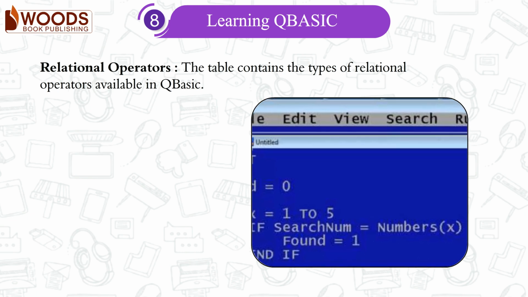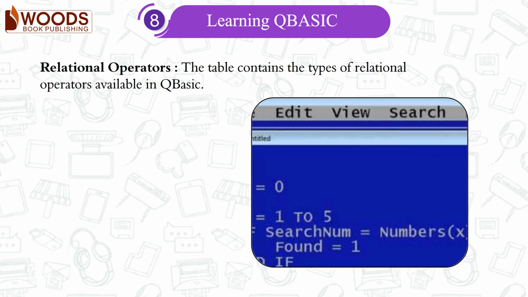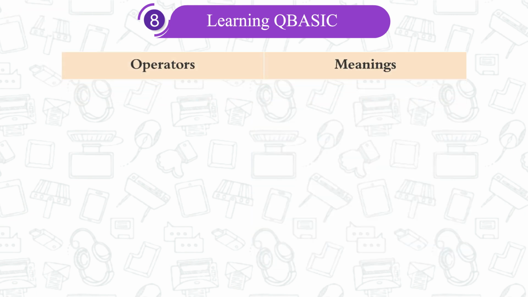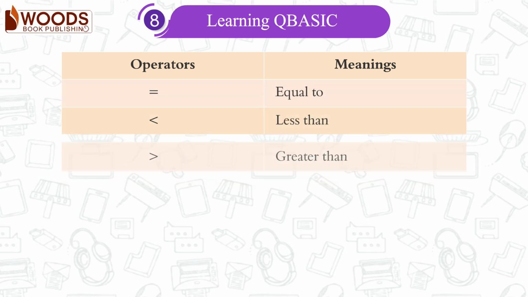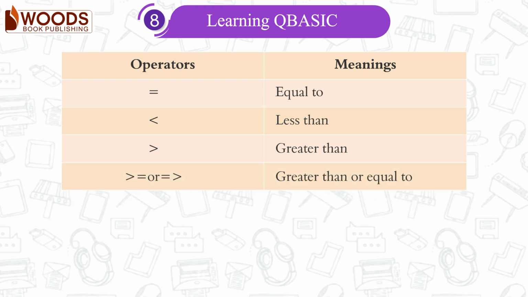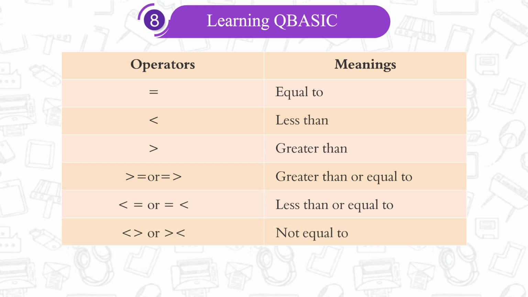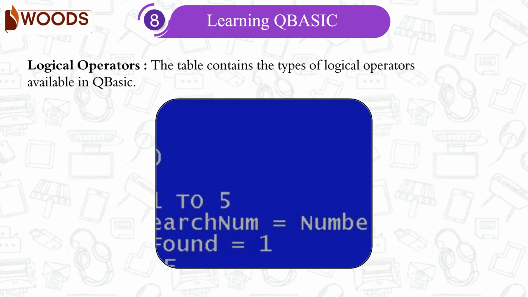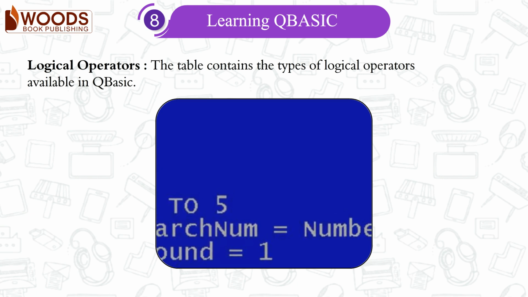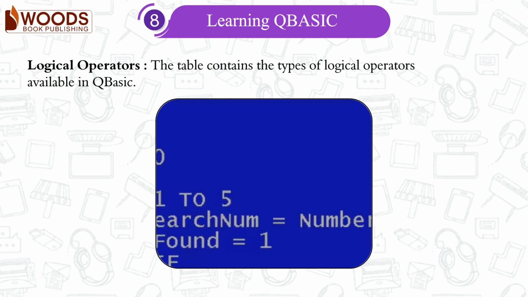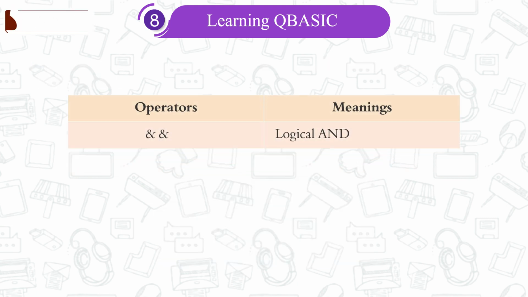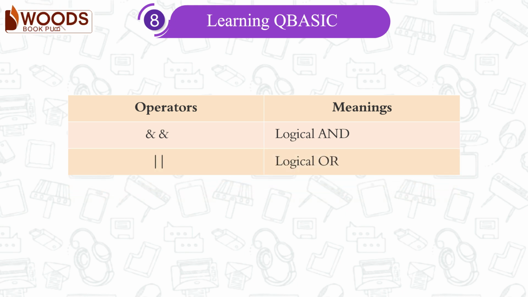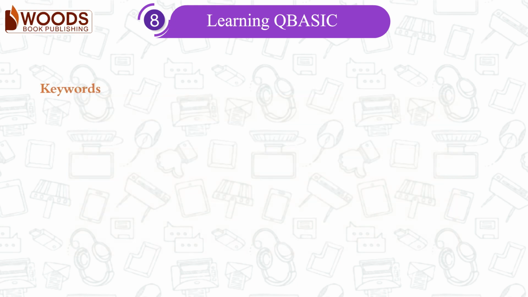Relational operators. The table contains the types of relational operators available in QBasic. Operators, meanings: equal to, less than, greater than or equal to, less than or equal to, not equal to. Logical operators. The table contains the types of logical operators available in QBasic. Operators, meanings: logical AND, logical OR, logical NOT.